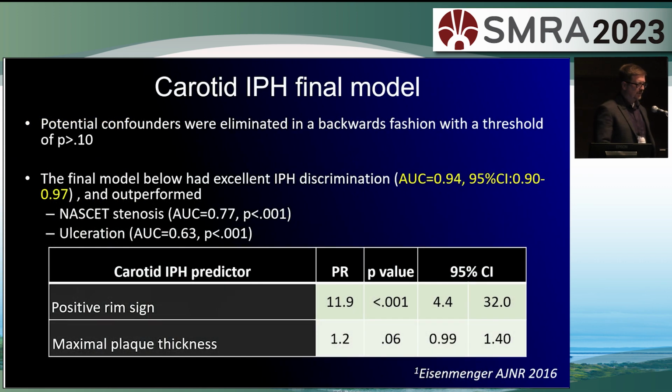What we found was that, yes, the rim sign was predictive of intraplaque hemorrhage along with increasing plaque thickness. The thicker the plaque and the presence of a rim sign was highly predictive of intraplaque hemorrhage, and this outperformed what was previously thought to be a surrogate marker, that being ulceration or stenosis, which we use clinically.